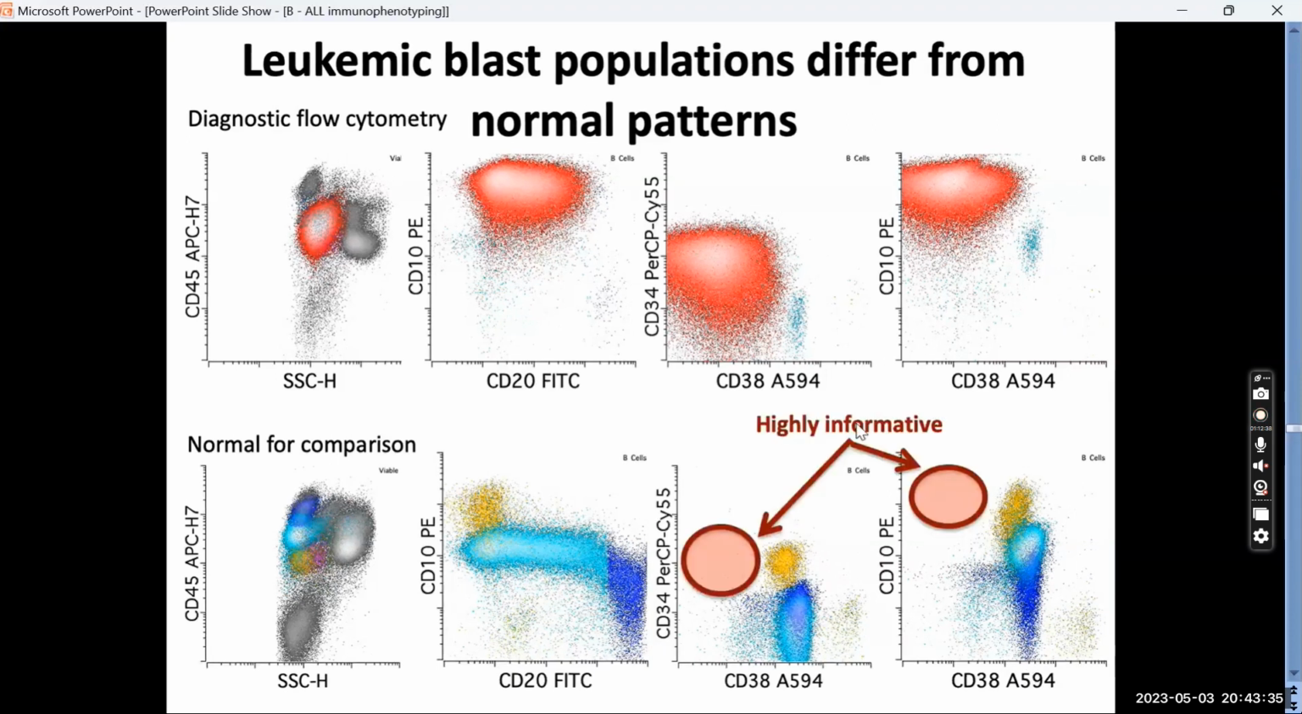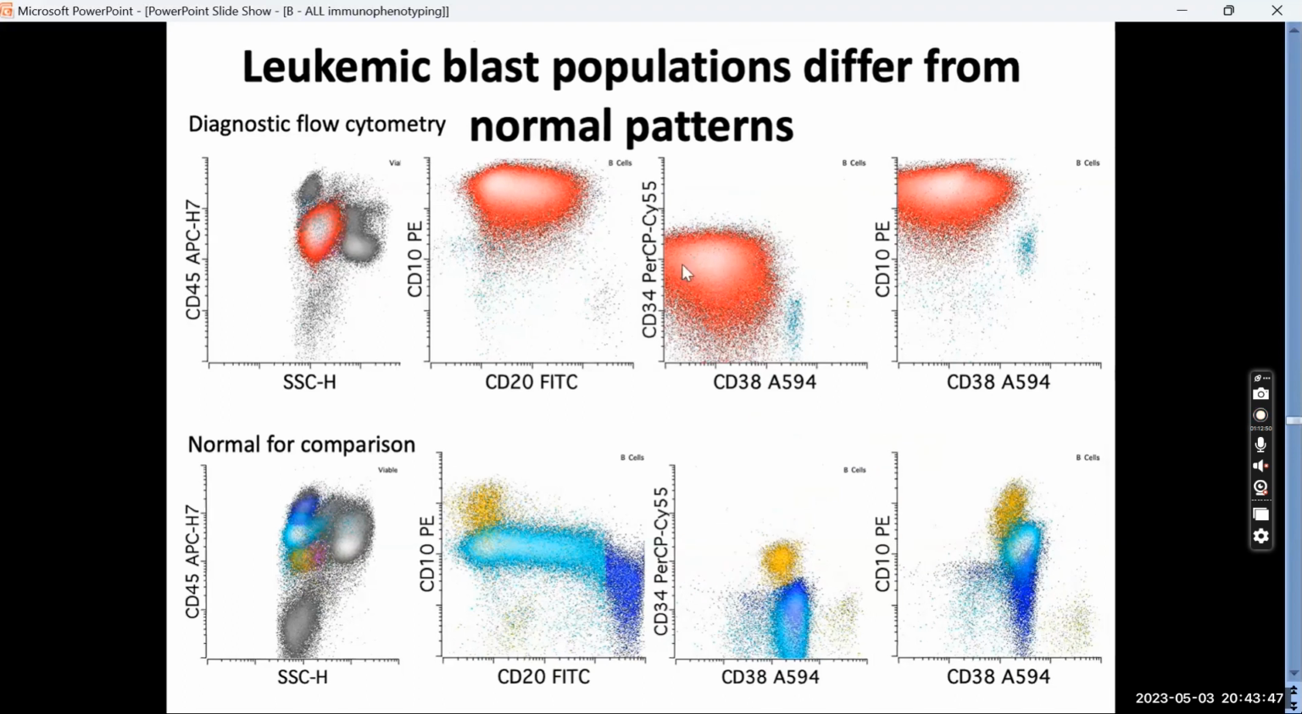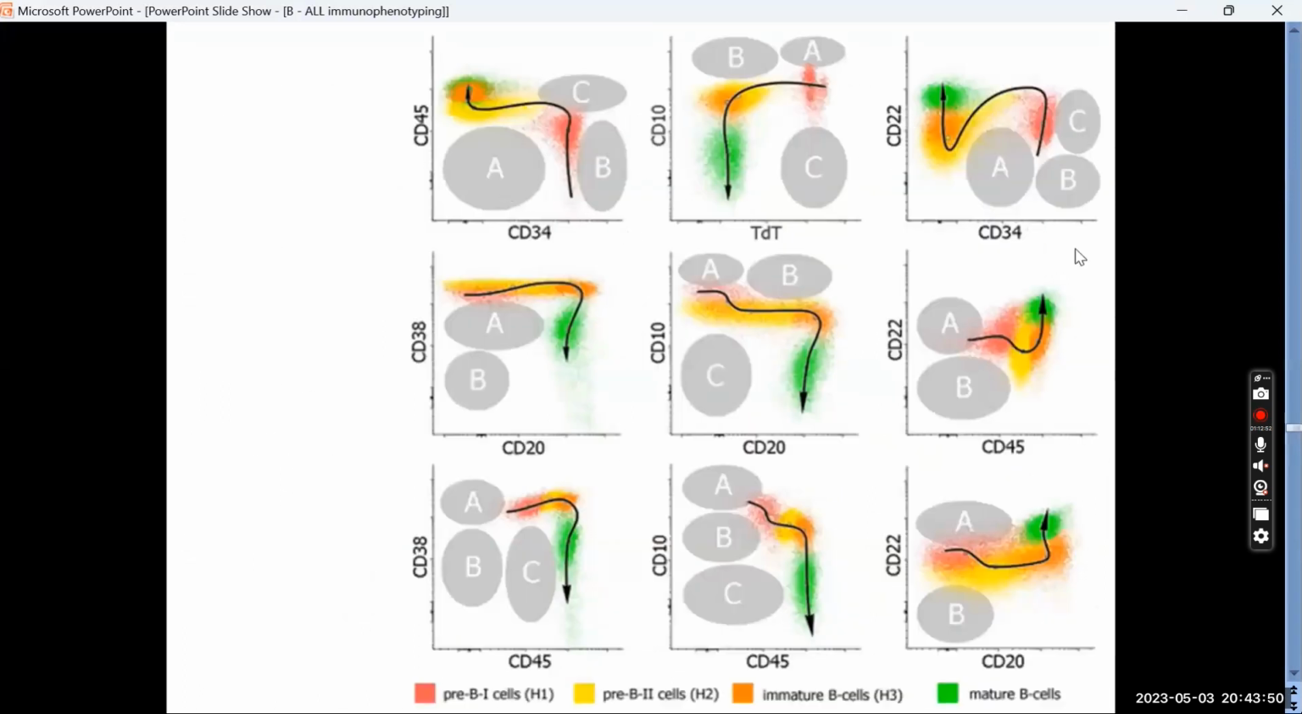Okay. So this is all very highly informative. For MRD also, this will help me. This CD38 negativity will help me to track the residual leukemic cells in MRD. Okay. This is called leukemia-associated immunophenotype. This pattern, observing A, B, C, will be our leukemia-associated immunophenotype. That is the pattern which helps us to differentiate abnormal blasts from normal hematogones.